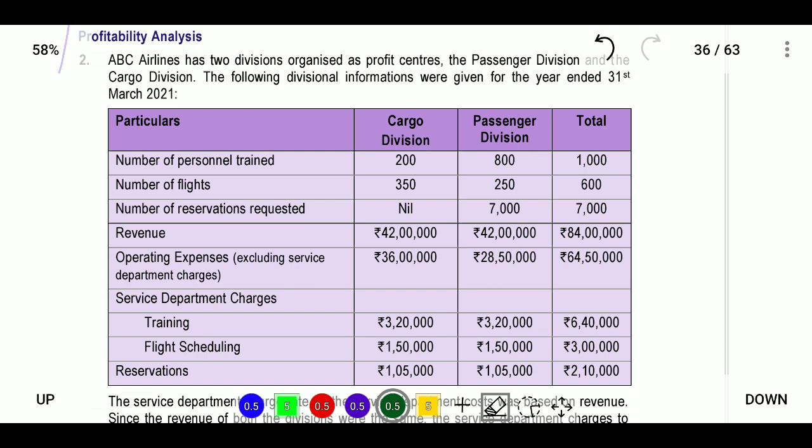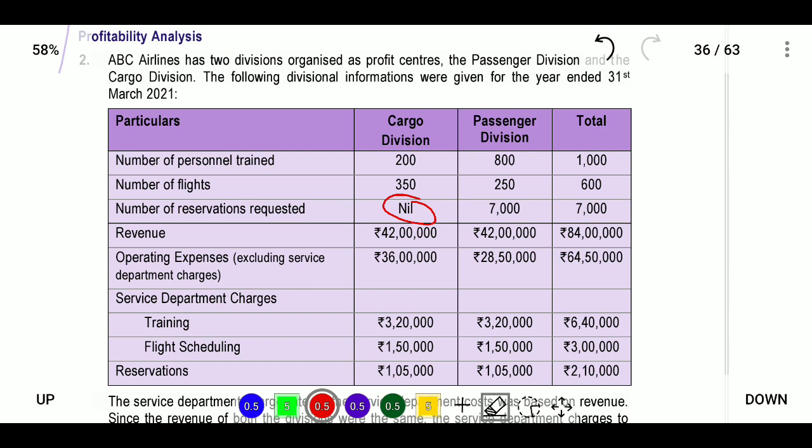Next, what they provided in particulars: cargo division, passenger division and total. The number of personnel trained was 2800. So in cargo 200 were trained, and in the passenger division 800 were trained. Number of flights, 350 and 250. Number of reservations requested: for cargo there is no request, so it is nil.